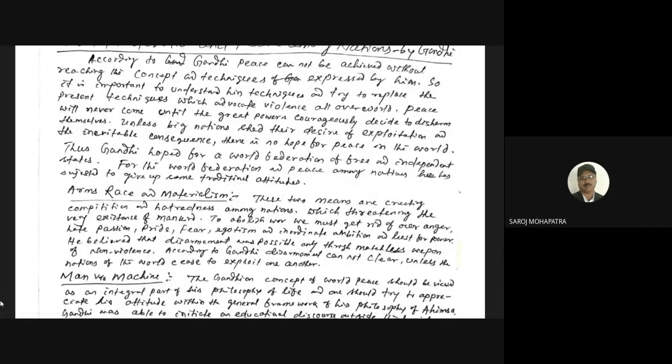According to Gandhi, peace cannot be achieved without reaching the concept and techniques expressed by him. So it is important to understand his techniques and try to replace the present techniques which advocate violence.